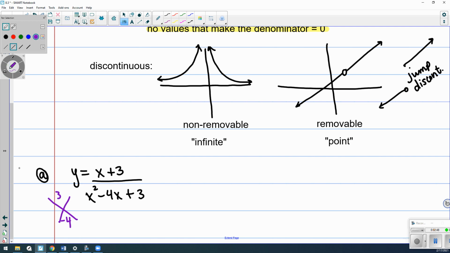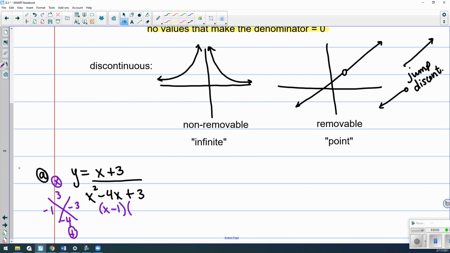x squared minus 4x plus 3, what would that factor into? It's going to factor into negative 1 and negative 3. Remember, we're looking for two numbers that multiply to 3 but add up to negative 4. Ah, yes, good old factoring. So this is going to factor into x minus 1 and x minus 3. I'm just going to cross that out because now I've replaced it with its factors. And nothing cancels. I can't cancel the x plus 3 and x minus 3, those aren't the same. But what I do have are two vertical asymptotes, at x equals 3 and x equals 1.